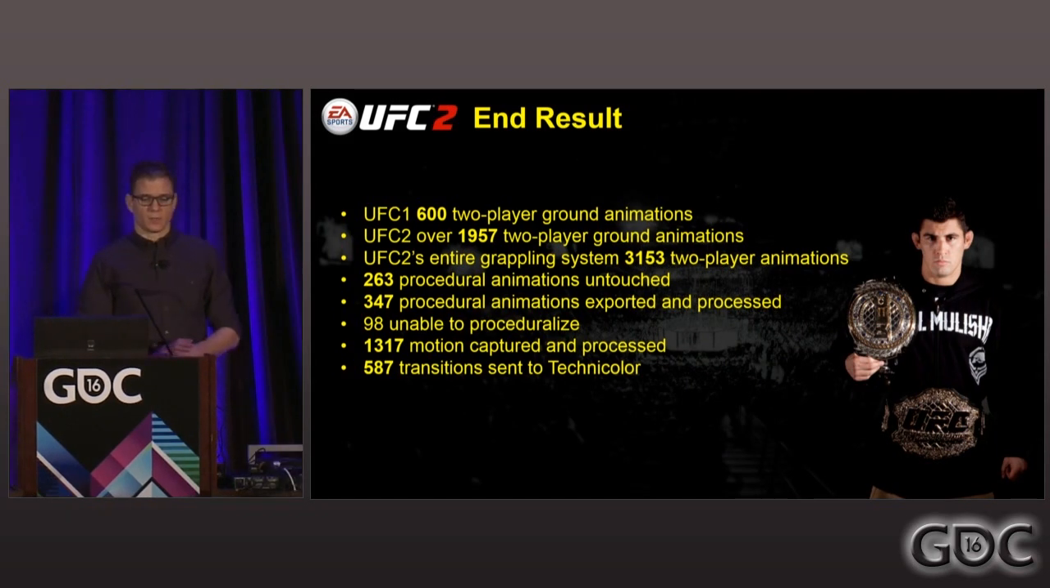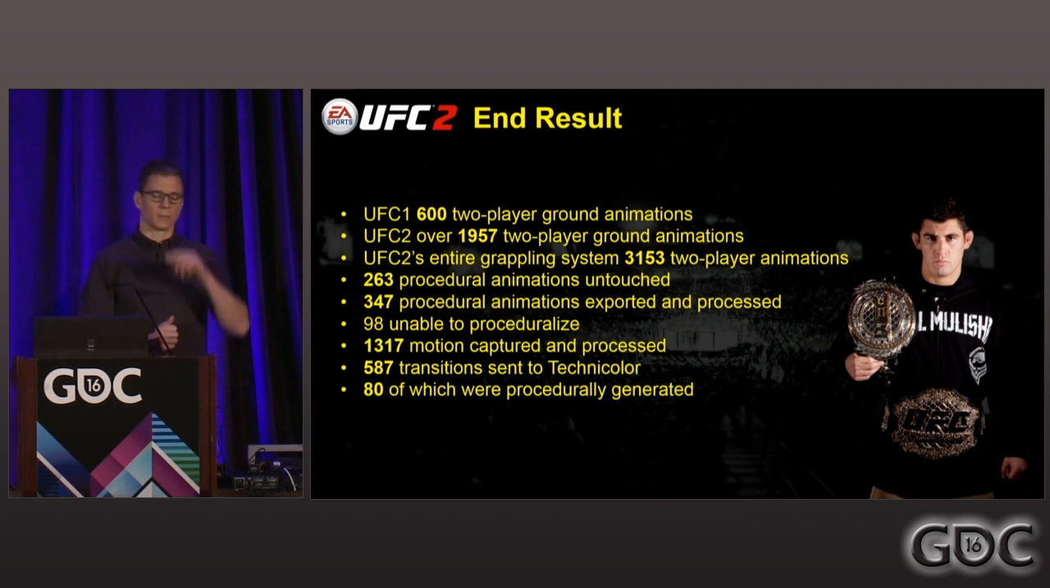So 587 transitions we sent to Technicolor in UFC 2, which was a huge win for us. 80 of those were from Geoff's tool. This number could have been much bigger. I spent so much time managing my external development group that I would have these small gaps in time where I could work on actual data cleanup and processing. And so I liked those animations because it would just be an hour, hour and a half, and I would have to stop halfway through and go back to managing. So I liked that. But this kind of data is perfect for your external development partners if you were to use that system.